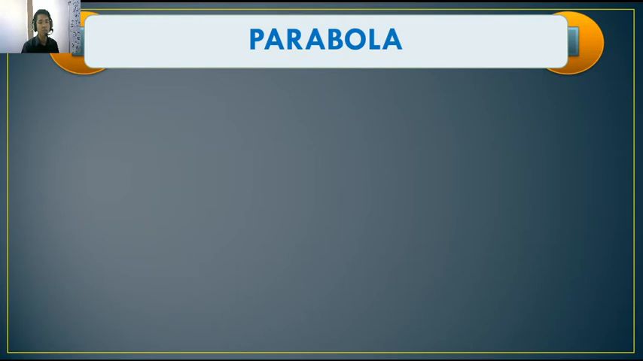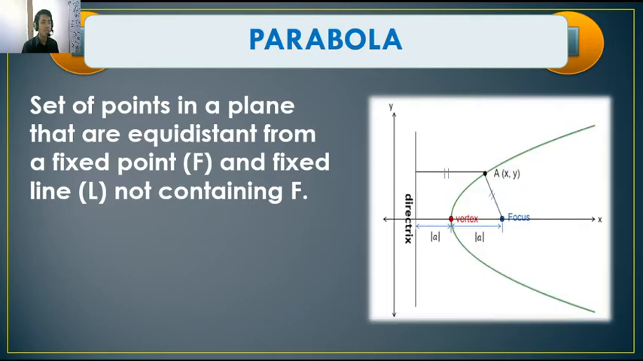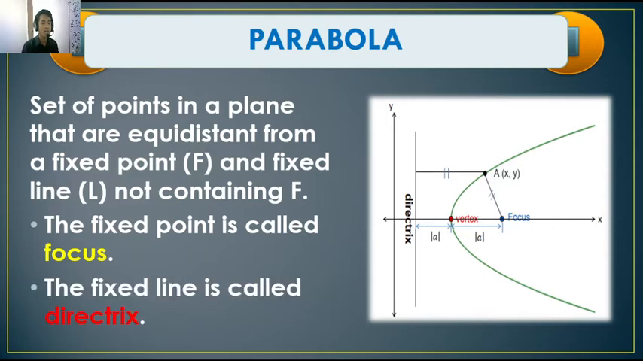Let us define now parabola. A parabola is a set of points in a plane that are equidistant from a fixed point F and a fixed line L not containing F. So based on our illustration, the fixed point is what we call the focus, and the fixed line is our directrix. So this is the fixed point, that is the focus, and this is the fixed line, our directrix. Okay?